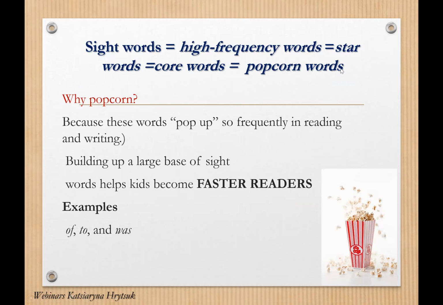And I like the last one, popcorn words. Why popcorn? Because the words pop up so frequently in reading and writing. So building these words, they are like jumping out of your mouth. That's why you become faster readers. Like "of" or "to" or "was", you don't think how to read. Vika, do you think how to read the word "of"? No. Now it's your sight word. It's like a popcorn out from your mouth.